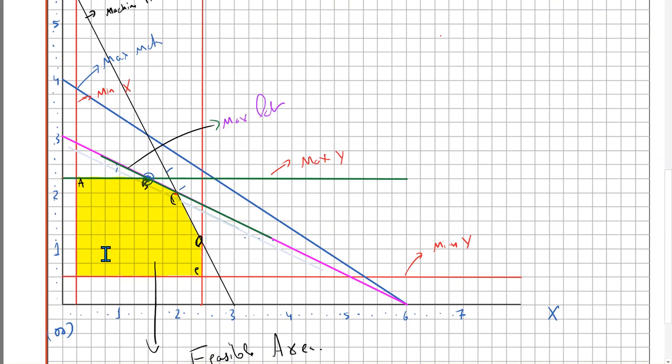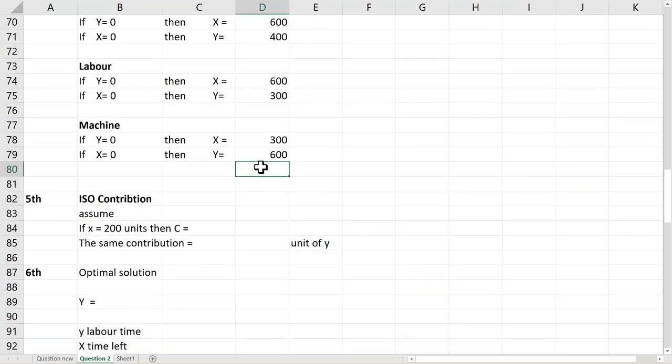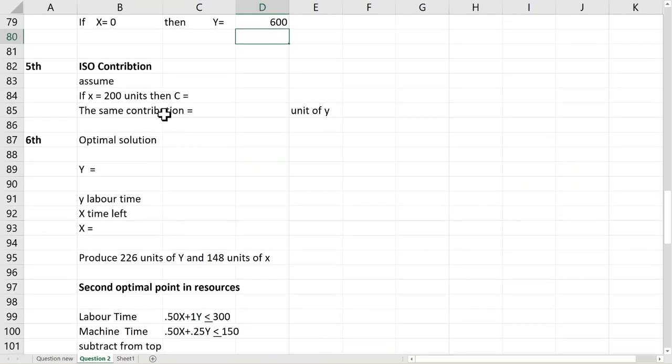So this is our optimal point, above the minimum limit, below the maximum limit. Okay, just like previously, our optimal point would be any one of these corners. We have corner A, B, C, D, and E. So we find the optimal solution, the optimal point, using the ISO contribution line.